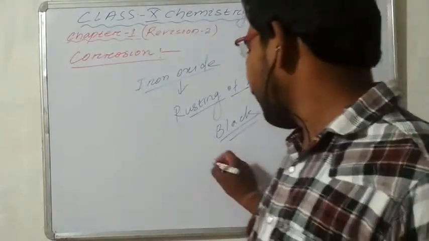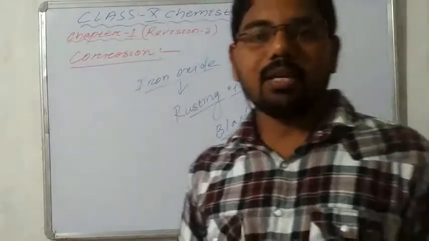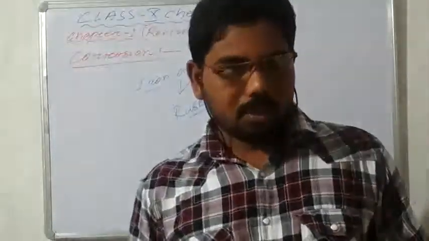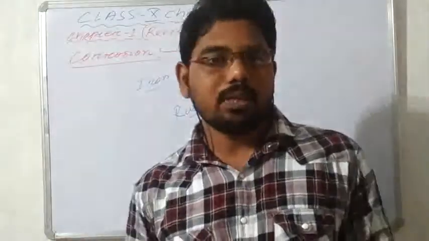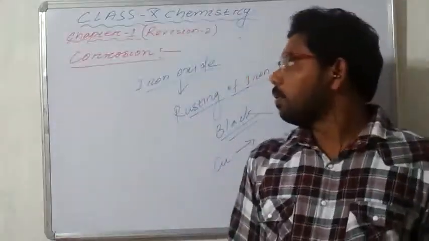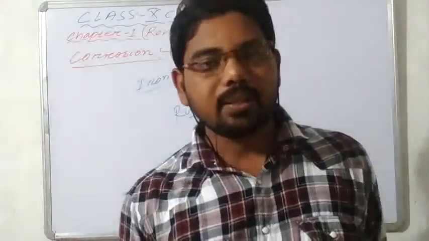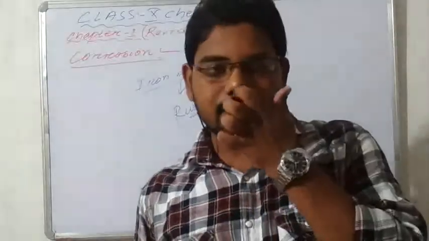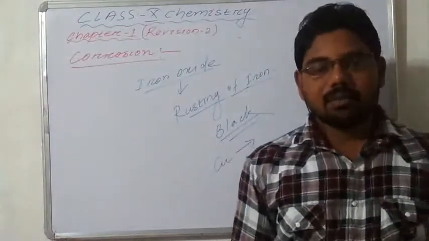And another metal like copper, on its upper layer a brown, or rather green coating is formed. This is known as corrosion. The metal surface is corroded by the reaction of atmospheric oxygen or chemicals. This process is known as corrosion.